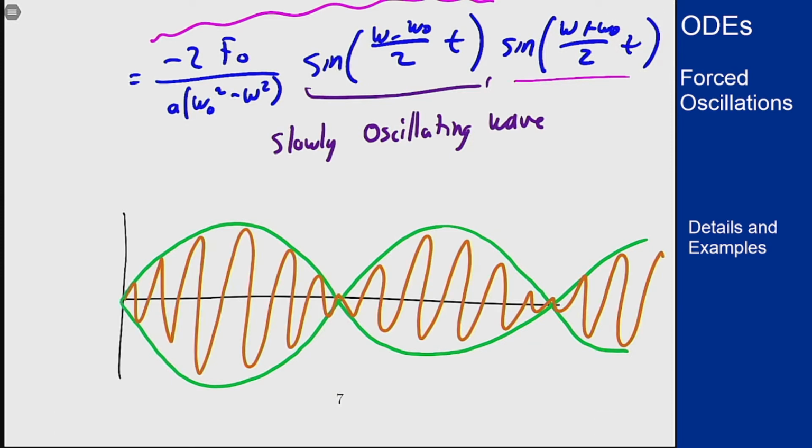And this sort of result, what you expect to see from this case, is beats, or the beating phenomenon. That's what you expect to see from an undamped forced oscillator where you're forcing close to the natural frequency but not at that frequency.